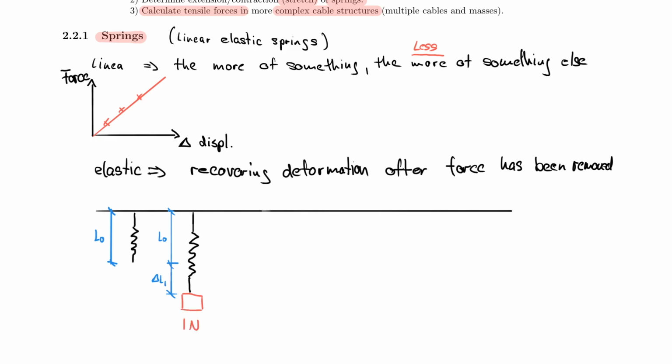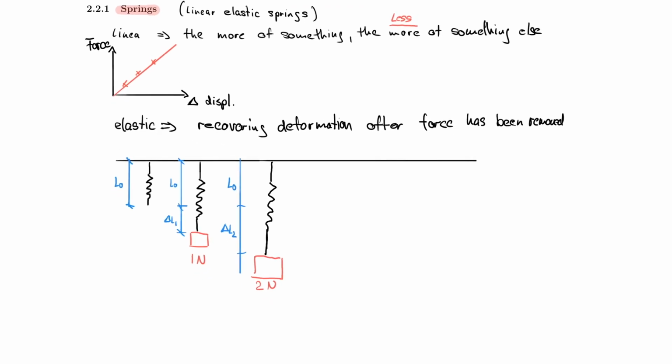Now, if I apply more force to the system, the spring will stretch even longer. So I end up with a system that is longer. And of course, I need my weight down here again. Let's call that 2 Newton. And to no surprise, I now have a different length. That different length is, up here, still L nut, and here I have delta L2. And just for completeness reasons, let's draw one more.